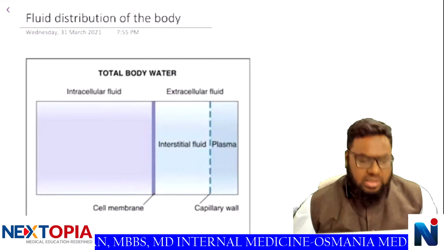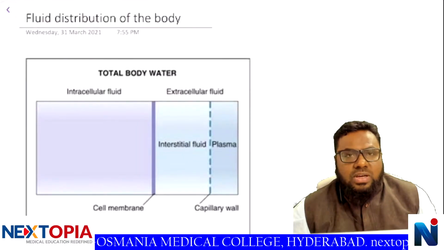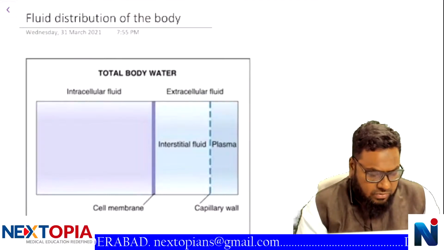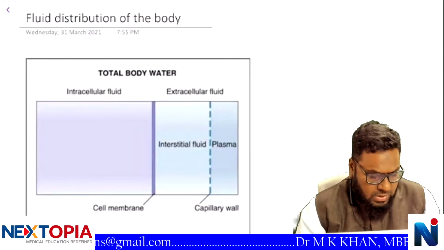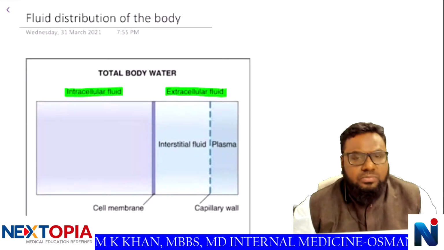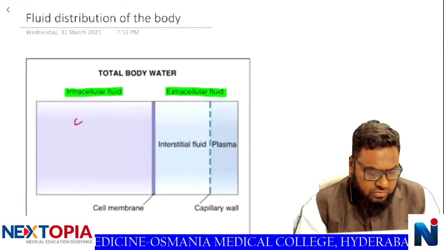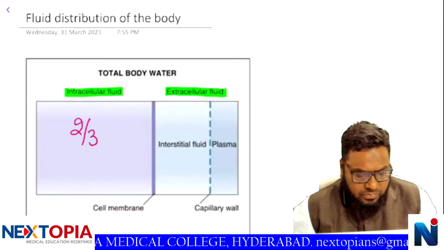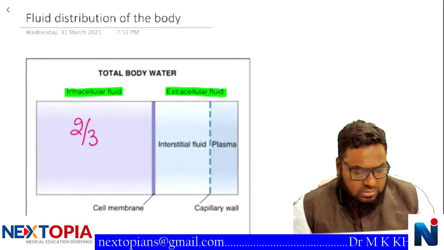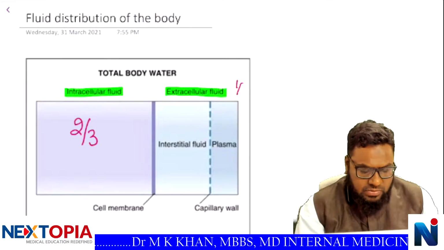Fluid distribution of the body: if you see, the total body water is composed of intracellular fluid and extracellular fluid. Intracellular fluid is approximately 2/3 of total body water. Whereas extracellular fluid, obviously the rest, that is 1/3.